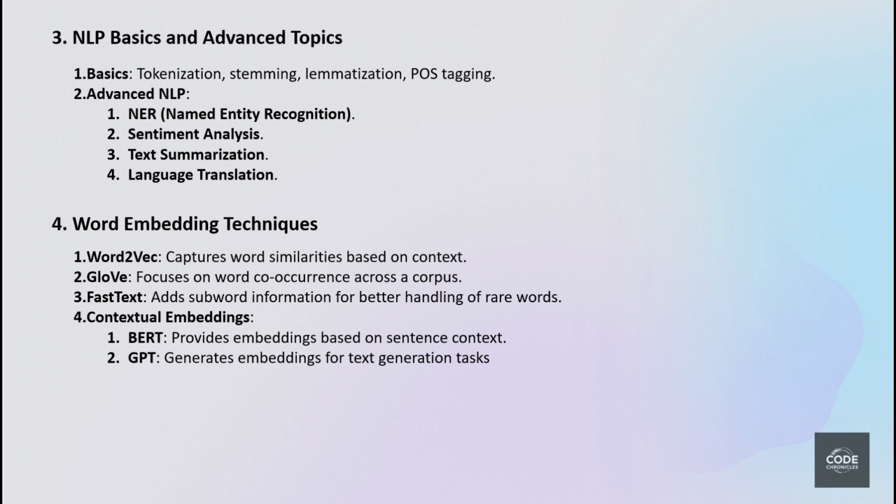Techniques like Word2Vec, GloVe, and FastText help in capturing word similarities and nuances. For contextual embedding models like BERT and GPT provide deeper context-aware representations for more accurate text generation.